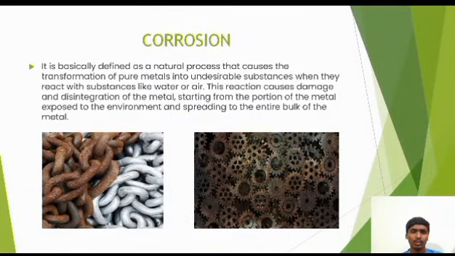What is corrosion? Corrosion means destruction of the metal or alloy by the surrounding environment through chemical or electrochemical reaction. It is basically defined as a natural process that causes the transformation of pure metals into undesirable substances when they react with substances like water or air. This reaction causes the damage and disintegration of the metal, starting from the portion of the metal exposed to the environment and spreading to the entire bulk of the metal.